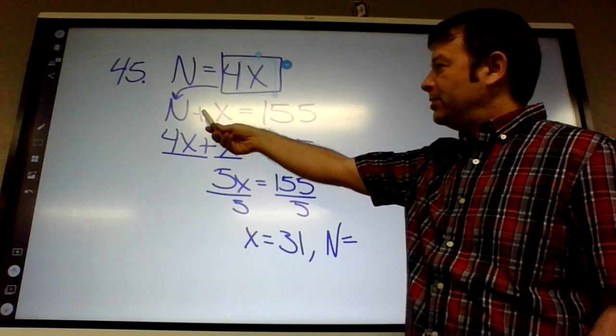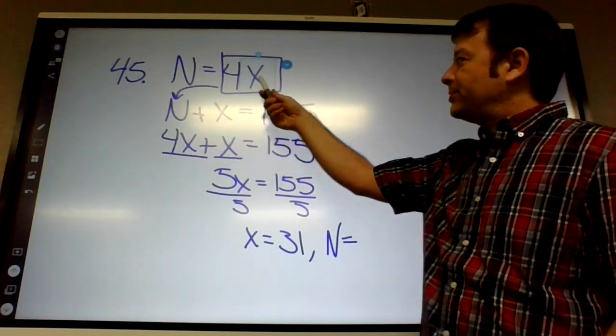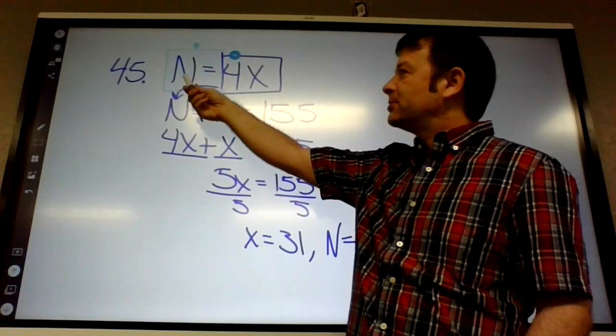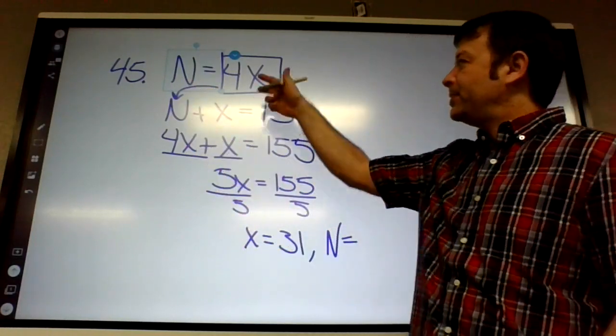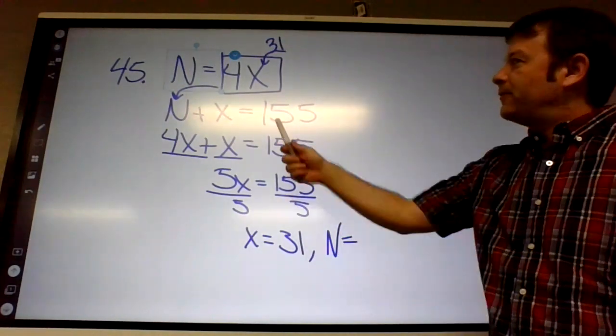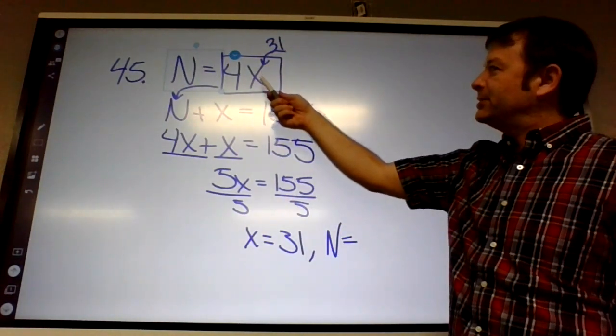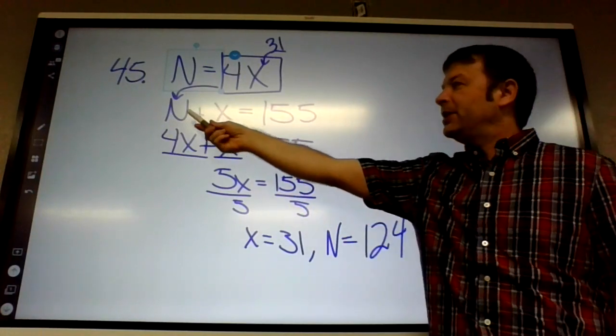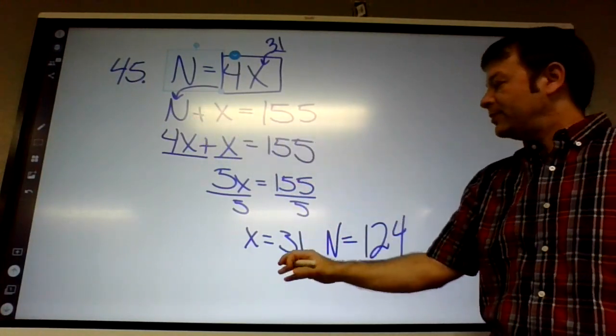Okay, you could plug it in down here and subtract. You could do 4 times x equals n. The first equation, you just plug it back up into one of these equations, and that'll do it. So 4 times 31 is 124. And you could check it in the other equation. Do they both add up to 155?